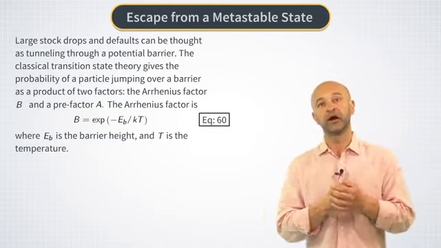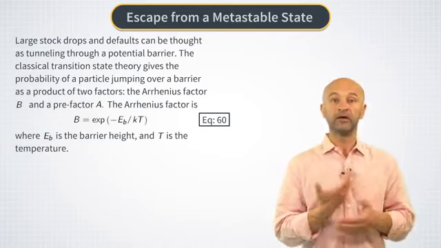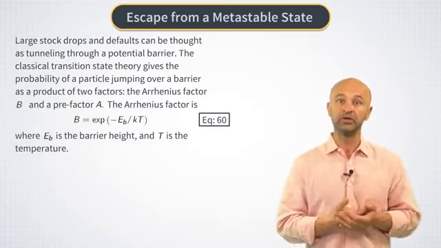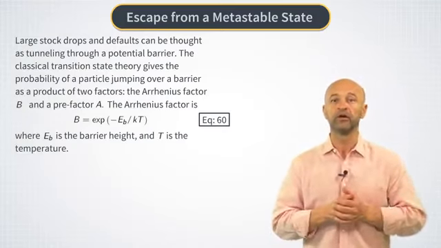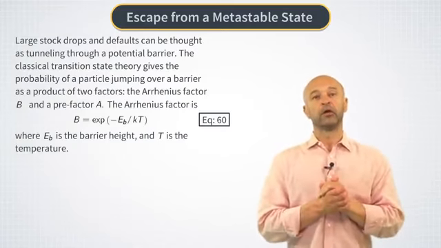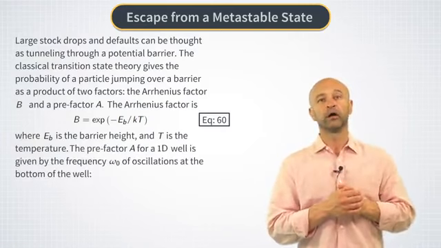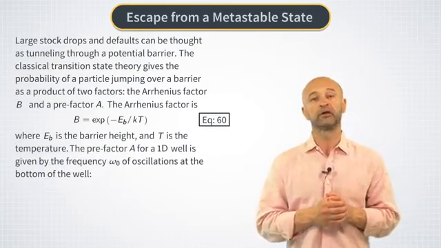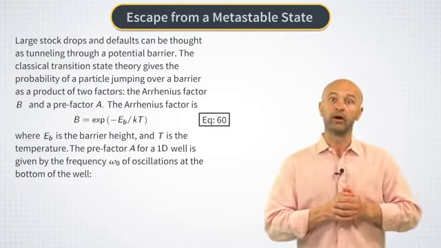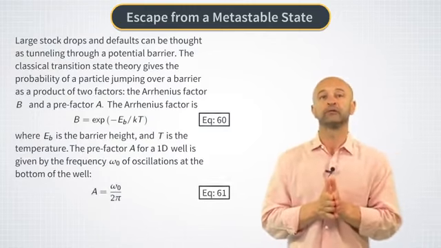So if a barrier is very high, the actual escape probability can be very tiny. And vice versa, if a barrier is not too high, or the energy of a particle is near the top of the barrier, then the escape probability might become quite noticeable. And the remaining prefactor A can also be computed for one-dimensional diffusion. It turns out that this factor is proportional to the frequency of oscillations omega near the bottom of the potential well, as shown in equation 61 here.